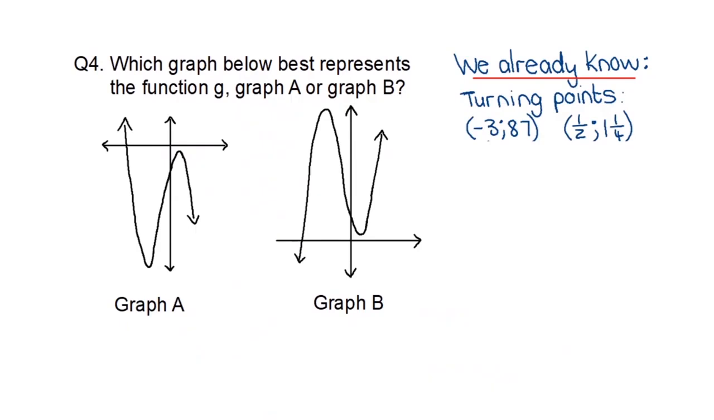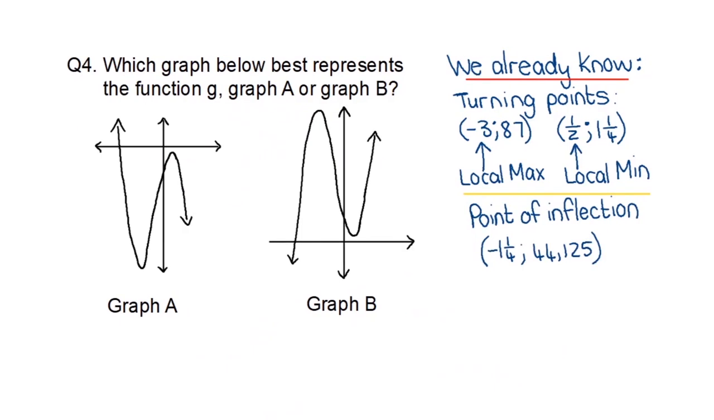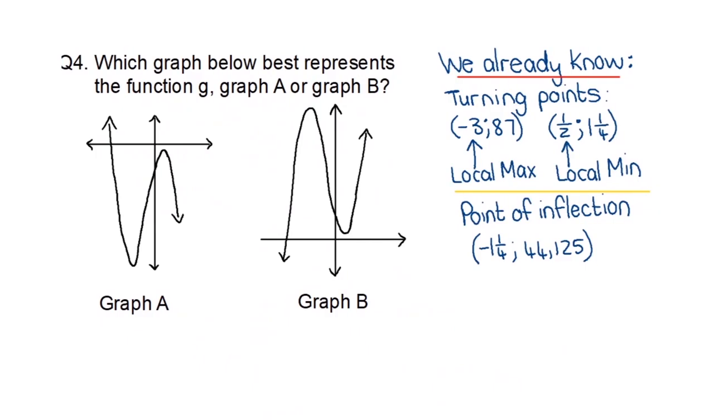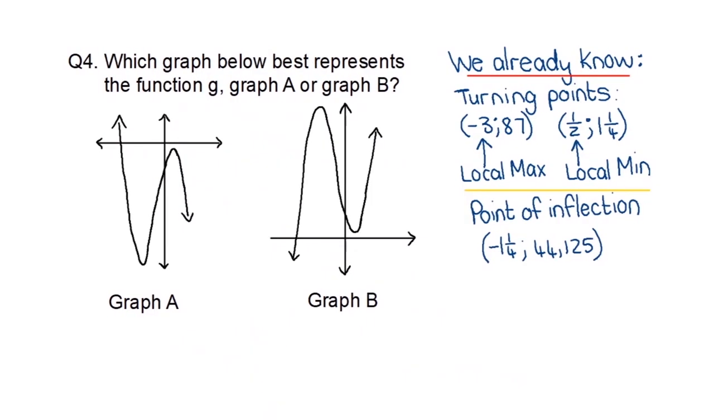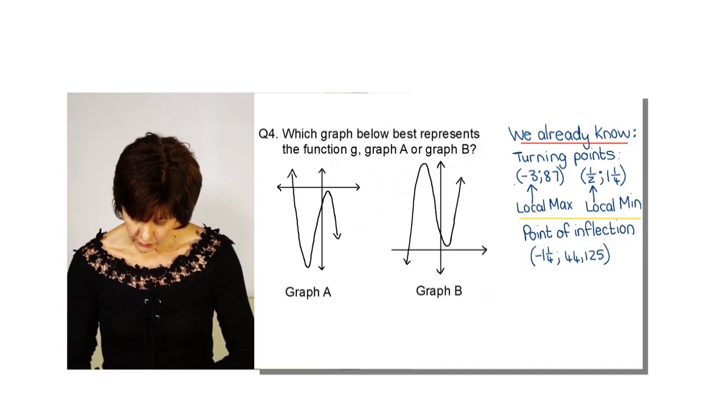Okay, let's look at another question. It's still referring to this equation g of x. And we have done some calculations at this stage. If I can refresh you, the calculations that we have done, we said the following. We said the turning points we calculated, and we actually decided which one is a local max and which one is a local min. So the first thing they say now, which graph below best represents the function g, A or B?